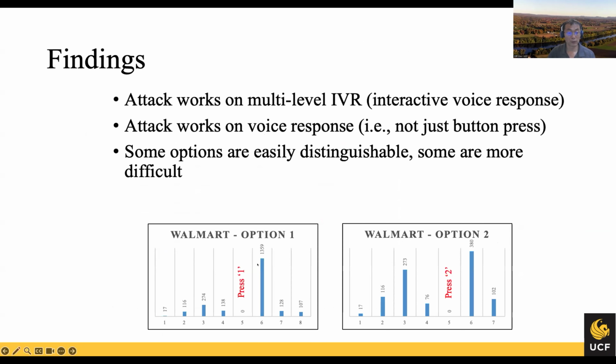And if a user chooses different options, like when the user calls Walmart and chooses option one or option two, based on the following playback voice from the company's phone service, we can still figure out which the user pressed. If the user pressed one, this is the next three fragments. If the user pressed two, this is the next two voice stream fragments. So we can figure out whether the user chose option one or option two.